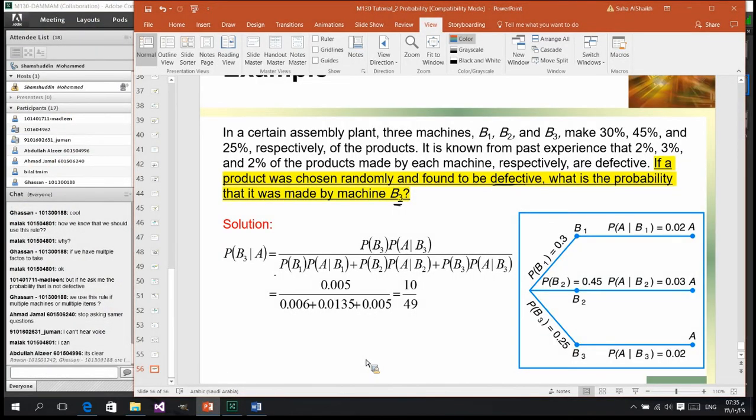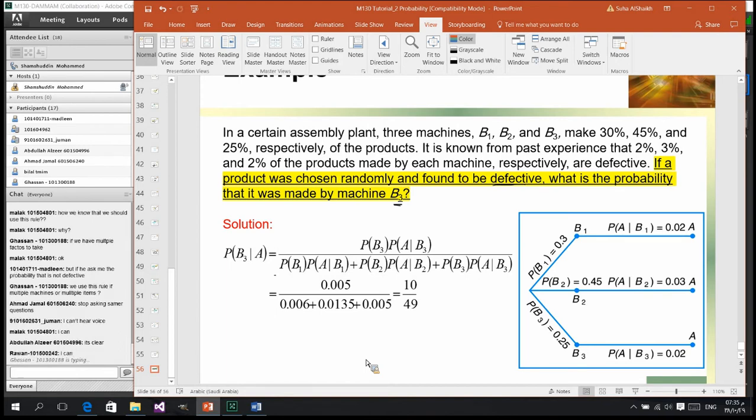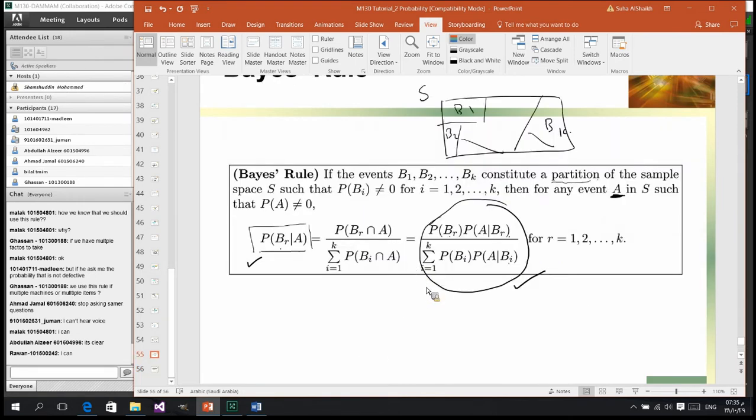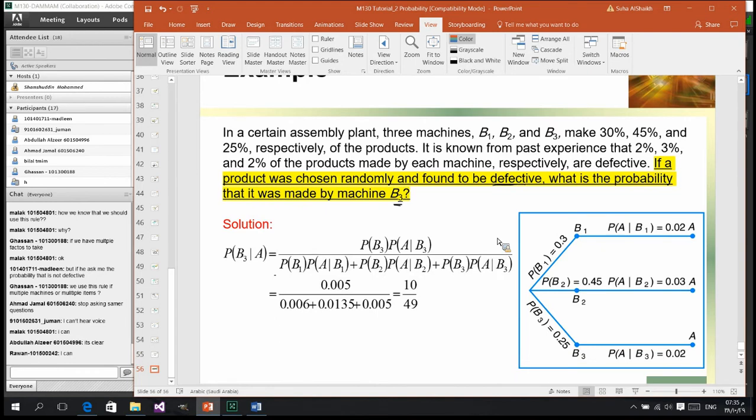Okay, so I'm looking for the probability that B3, machine 3, gave me the defective item that I have. Go back to the rule: the probability of B_R given A is the probability of A under the condition B_R. Do this for B3: probability of B3 times A under B3, divided by the sum of all the parts that we have here.